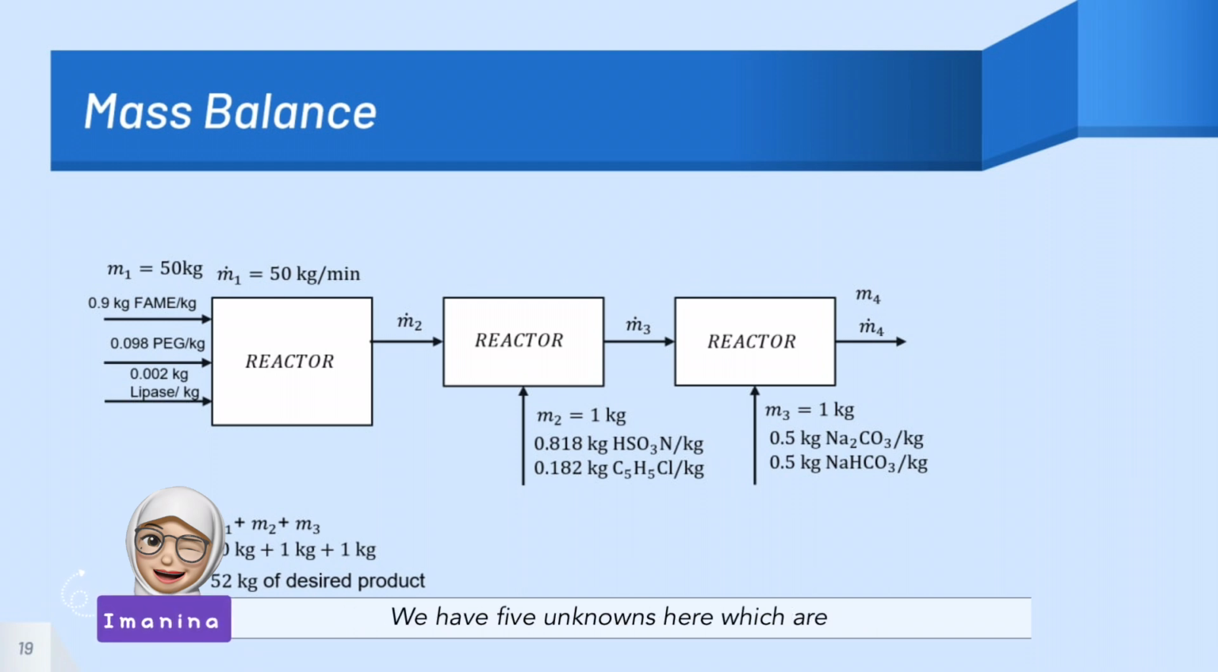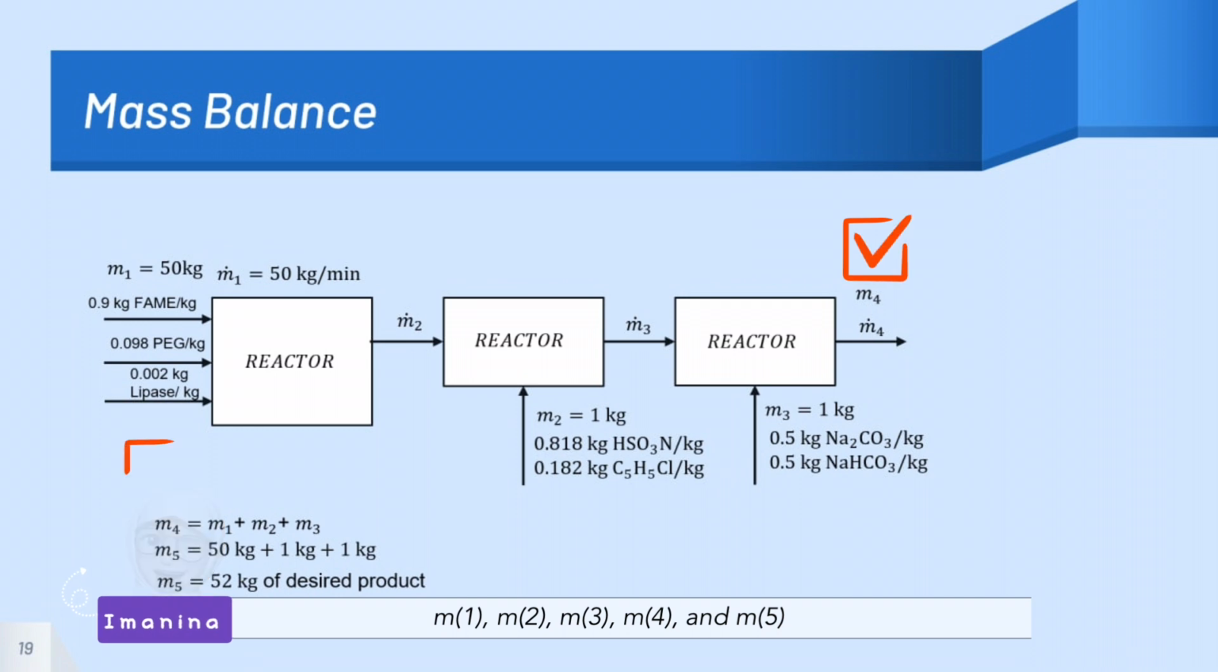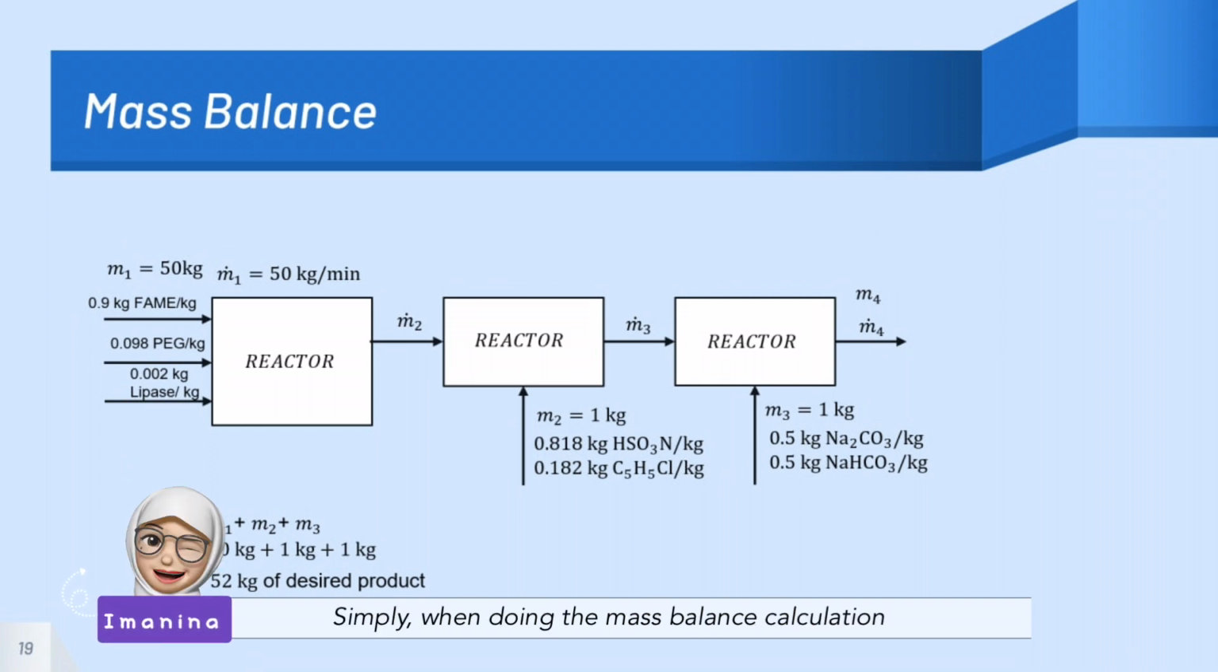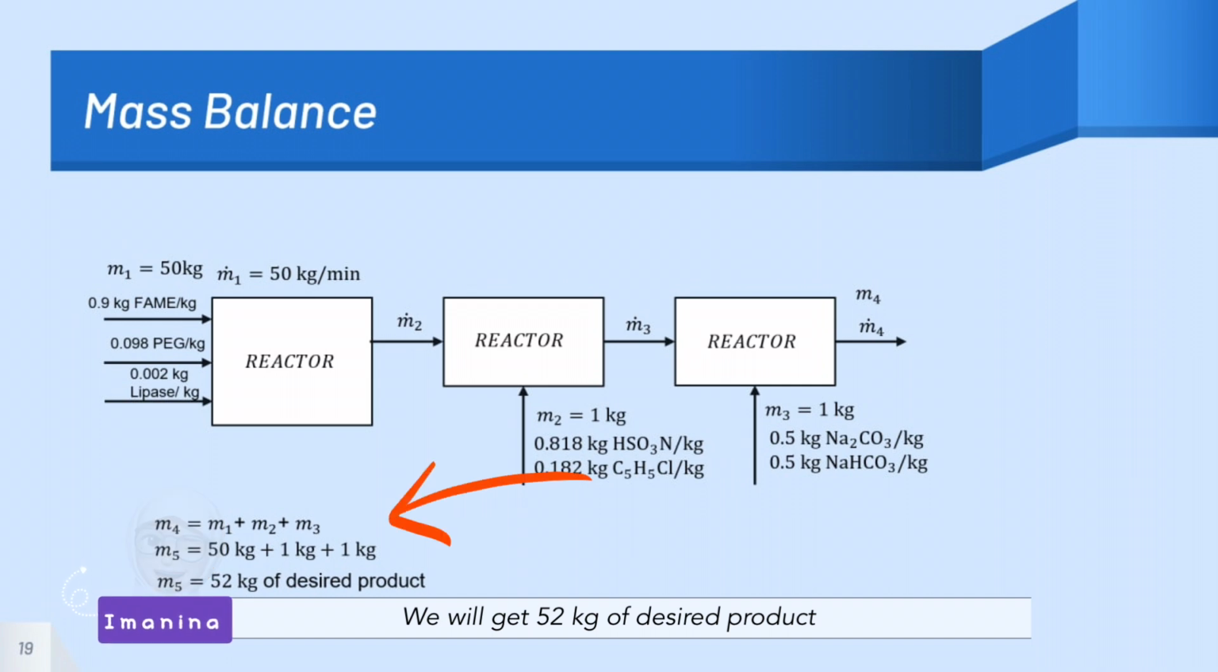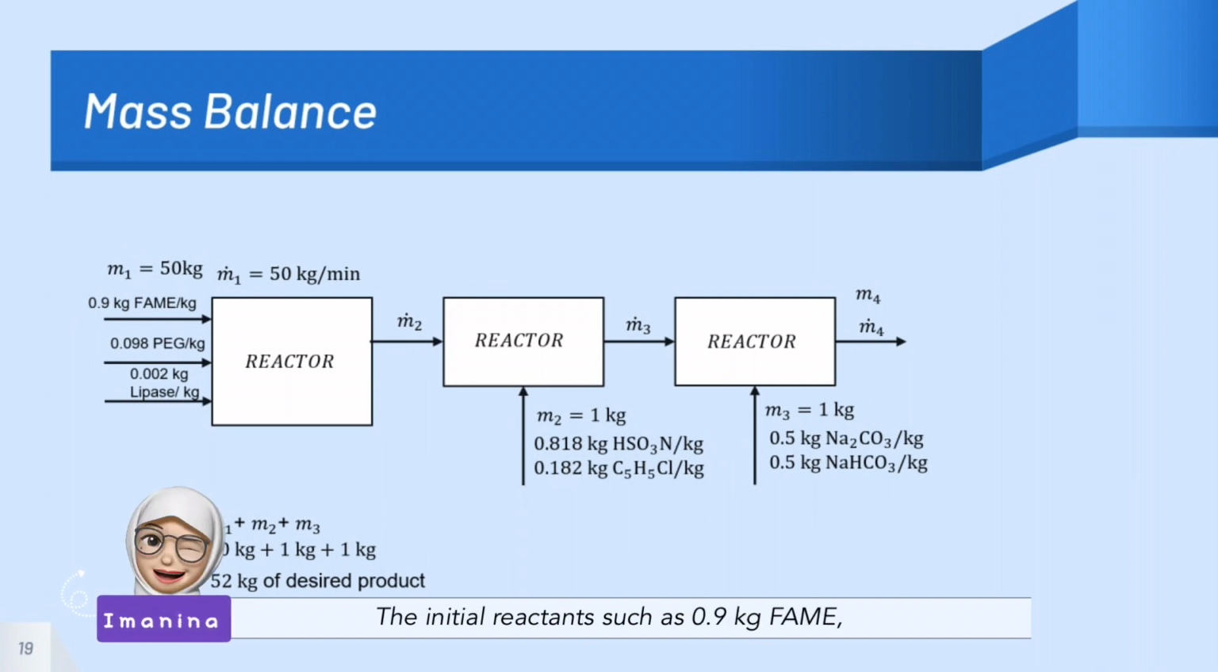For the mass balance, this flowchart is based on the production of palm oil based surfactant. We have 5 unknowns here, which are M1, M2, M3, M4, and M5. Simply, when doing the mass balance calculation, we will get 52 kg of desired product. The initial reactants are 0.9 kg of FEM, 0.098 kg of pentyl ethylene, and 0.002 kg of lipase.